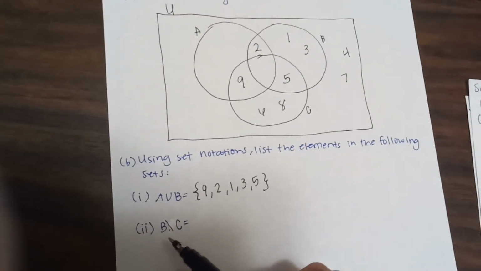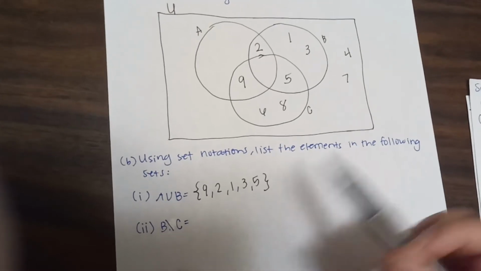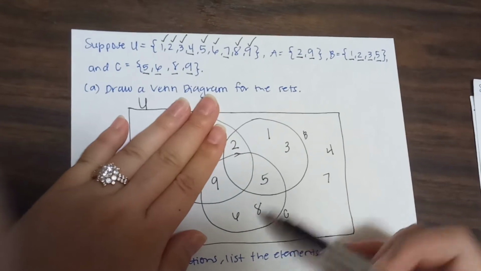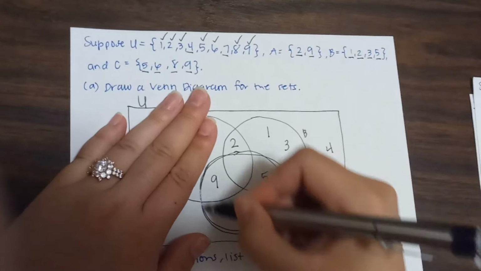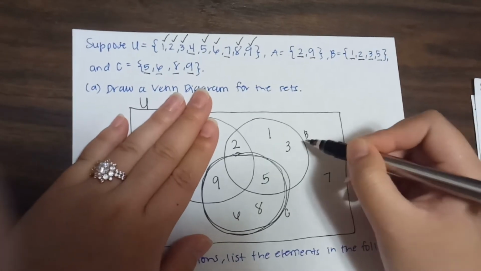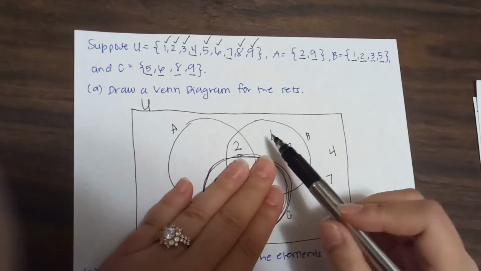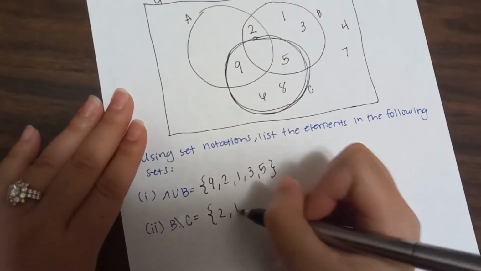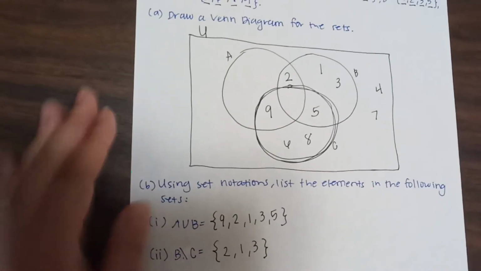Our next question is asking us to find a new set of B, remove C. So ignoring the set of A, we're looking at B and C. So anything that is within the set of C will be removed from B. So covering that up, we can see that we are only left with 2, 1, and 3. So we'd use our bracket, 2, 1, and 3, and close it off. And that will be our answer.